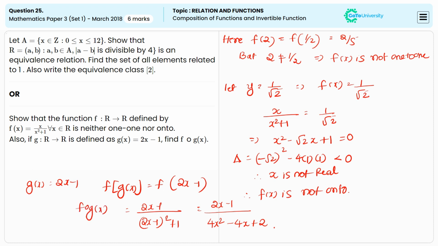So coming to the marking, we have to prove that it is not 1 to 1. We have taken a particular example, and proving that it is not 1 to 1 with a right example will give you 2 marks. And it is not onto, by taking a right example, will give you another 2 marks. And finding f of g of x is also going to give you another 2 marks. So totally you get 6 marks in this way.